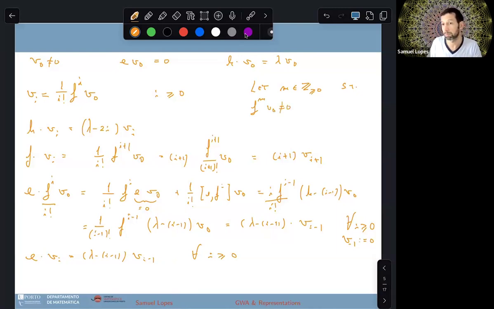I mean, for example, when m is equal to 0, this is certainly true. So let's push this as far as we can, and f to the m plus 1 v0 is equal to 0. Okay, there exists such an m, and so I'm going to fix it. So this really means that Vm is non-zero, and Vm plus 1 is equal to 0.